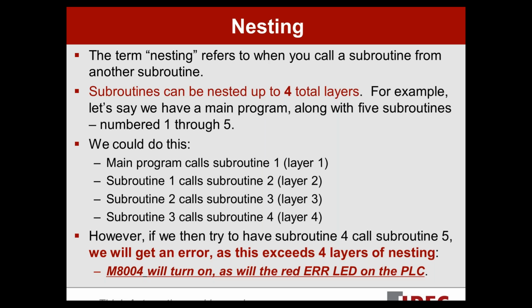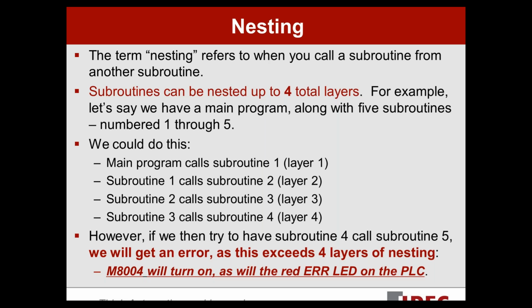Now, if we would have subroutine 4 try to call subroutine 5, that's when we would run into an issue because we're past that 4 total layers, okay? And those subroutines could have been any number. In other words, subroutine 1 doesn't necessarily have to call subroutine 2. It could have been subroutine 38. Then subroutine 38 could have called subroutine 9. Subroutine 9 could have called subroutine 7, for example. But you can only do 4 layers maximum before you return control back to the main program, okay?